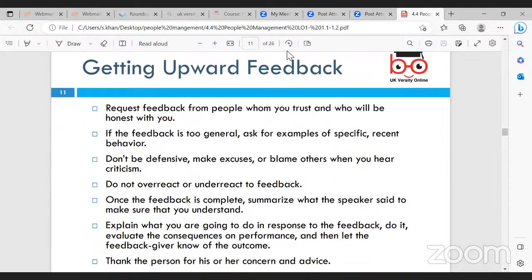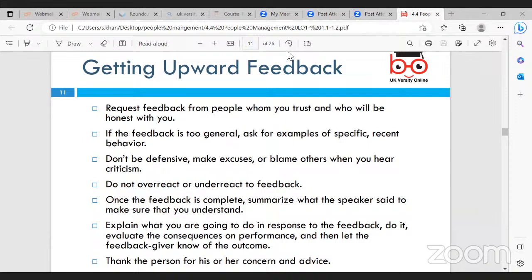So we've got getting upward feedback. When you request feedback from people whom you trust and who will be honest with you, if the feedback is too general, ask for examples of specific recent behavior. Don't be defensive, make excuses, or blame others when you hear criticism. It's always better to get criticism rather than saying everything is done okay. Do not overreact or underreact to feedback. Once the feedback is complete, summarize what the speaker said to you to make sure you understand.